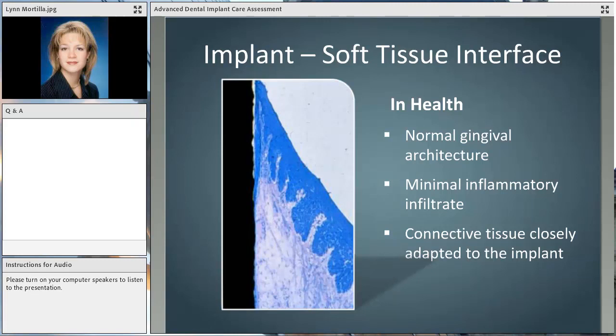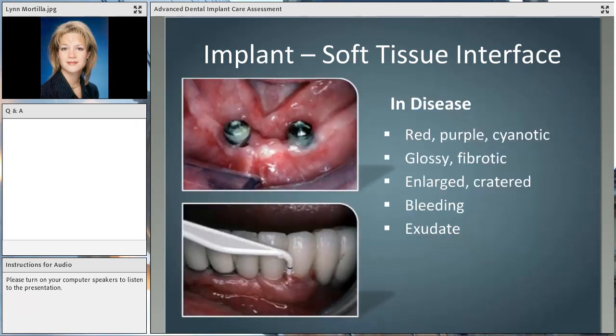We've talked already about the soft tissue and what types of soft tissue are available around implants. We know in health the soft tissue around an implant is very similar to healthy soft tissue around teeth. That connective tissue is closely adapted to the implant, it's tight, it's pink, it doesn't bleed easily, and the opposite is also true. We know that soft tissue in disease can be red and cyanotic, can be enlarged, cratered, and you can see bleeding.